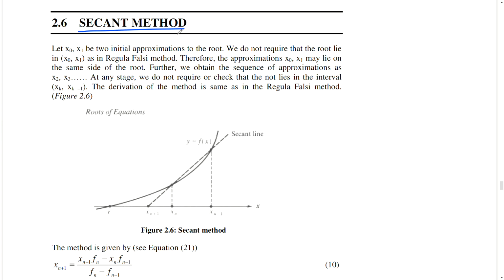Second method. Let x0, x1 be two initial approximations to the root. We do not require that the root lie in x0, x1 as in the regula falsi method. Therefore, the approximations x0, x1 may lie on the same side of the root. Further, we obtain the sequence of approximations x2, x3. At any stage, we do not require or check that the root lies in the interval x(k−1), xk. The derivation of the method is the same as in the regula falsi method.